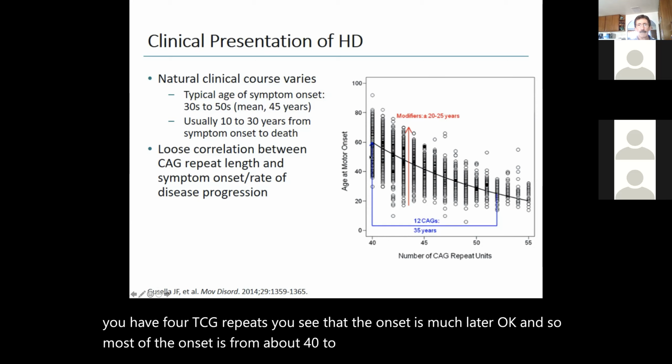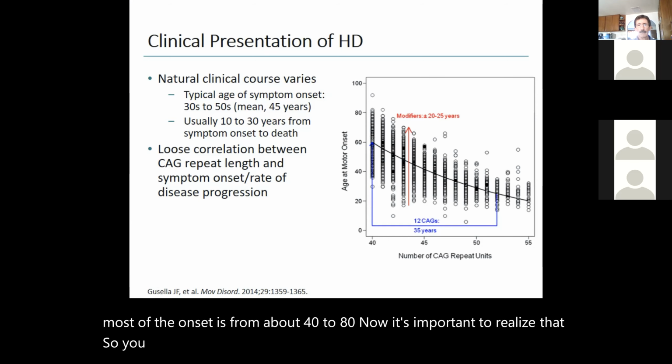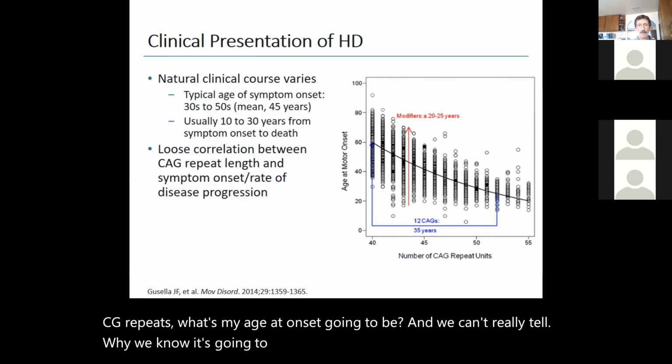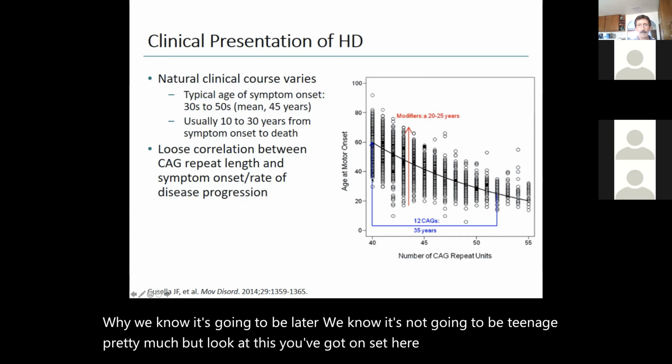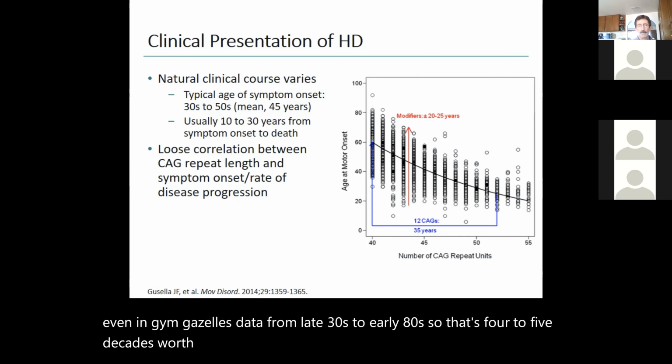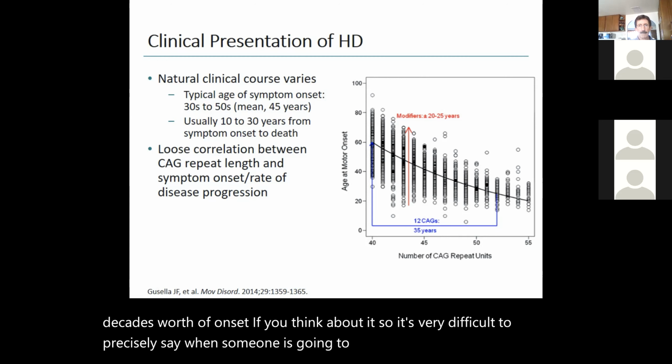Now it's important to realize that you can have 40 CAG repeats, and sometimes people will say, well, if I have 40 CAG repeats, what's my age at onset going to be? And we can't really tell. Why? We know it's going to be later. We know it's not going to be teenage pretty much, but look at this. You've got onset here with 40 CAG repeats, even in Jim Gazella's data, from late 30s to early 80s. So that's 4 to 5 decades worth of onset, if you think about it. So it's very difficult to precisely say when someone is going to develop disease or start to show symptoms just by the number of CAG repeats.